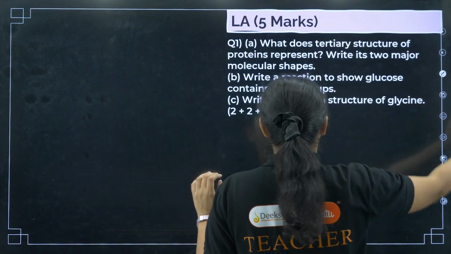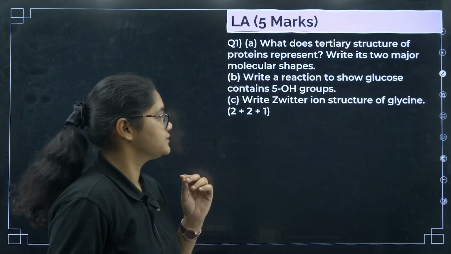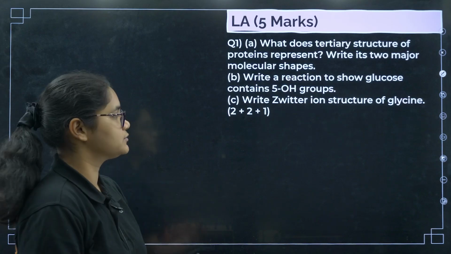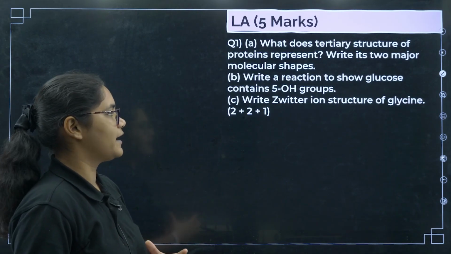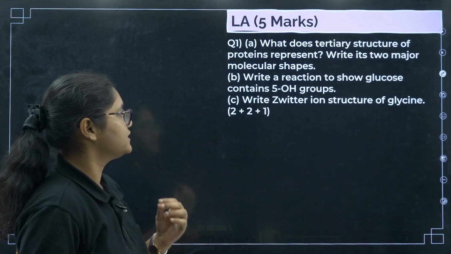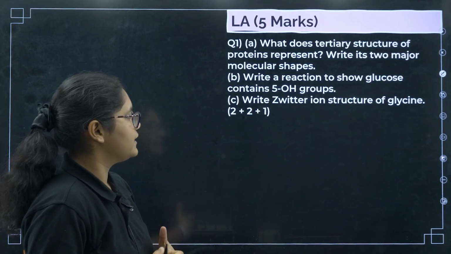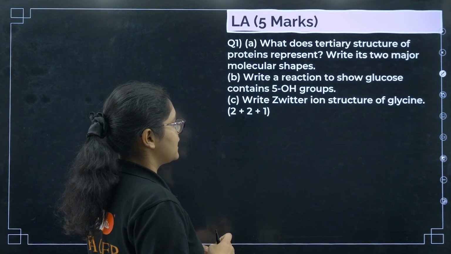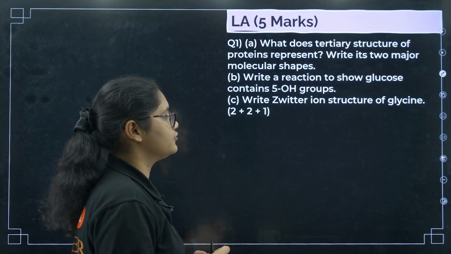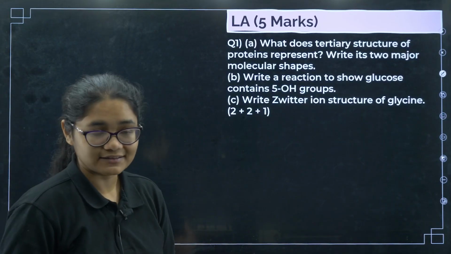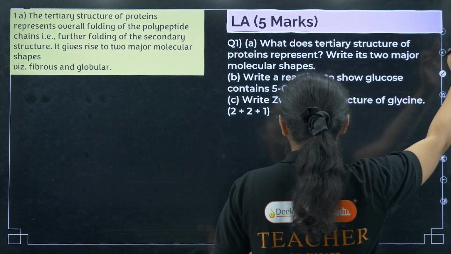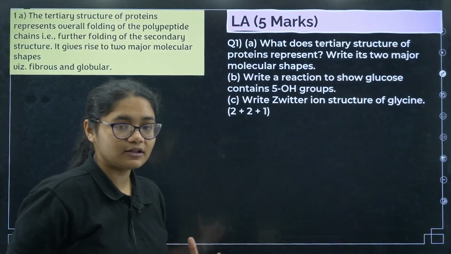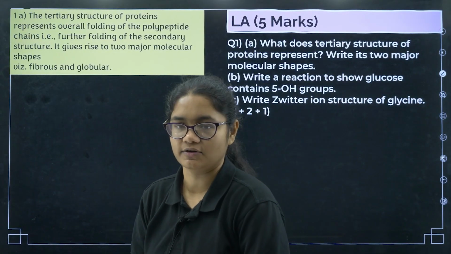Next, the last chapter, biomolecules, with some very important questions. Especially the first one: what does the tertiary structure of proteins represent? Write its two major molecular shapes, and write a reaction to show that glucose contains 5 OH groups. Write the Zwitter ion structure of glycine. So what is the tertiary structure of a protein? When the secondary structure undergoes further folding, that is called tertiary structure.